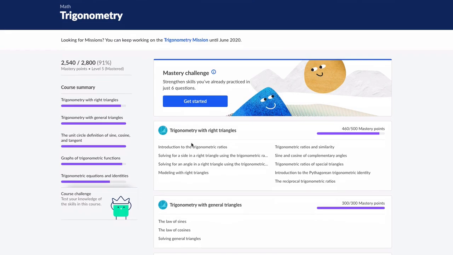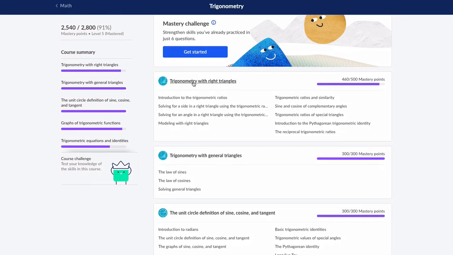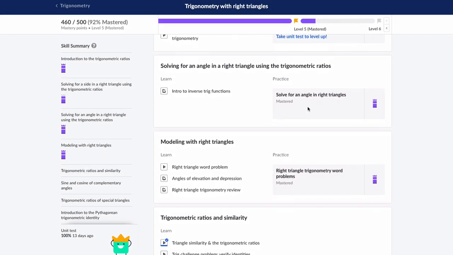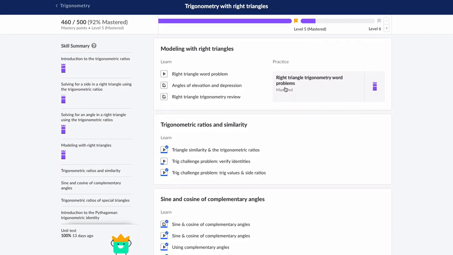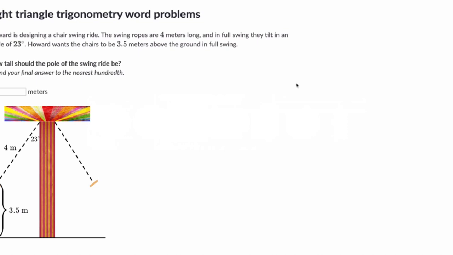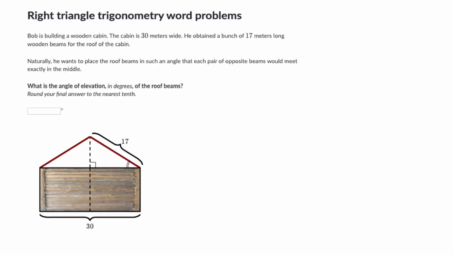Hello, welcome. In this video, we're looking at trigonometry with right angles. And now we are on, I believe, the fourth exercise module. It's right triangle trig word problems. So we'll look at some of those so you can get a sense of how these problems work. So I'm going to go back to the first one.